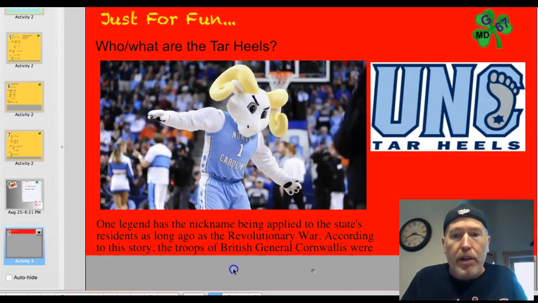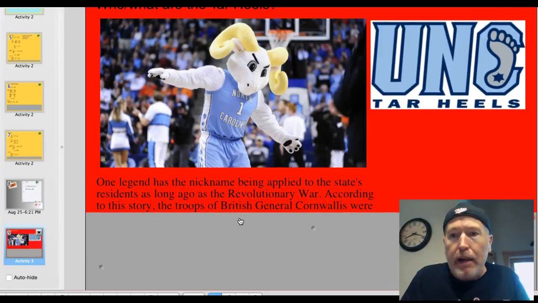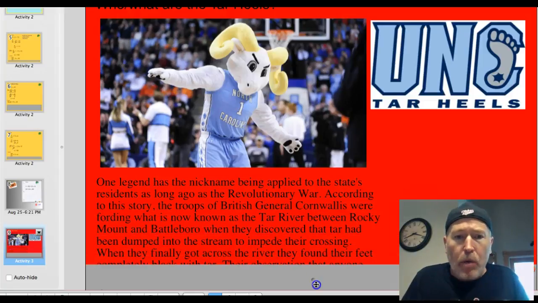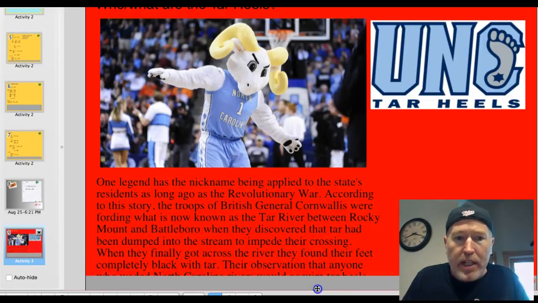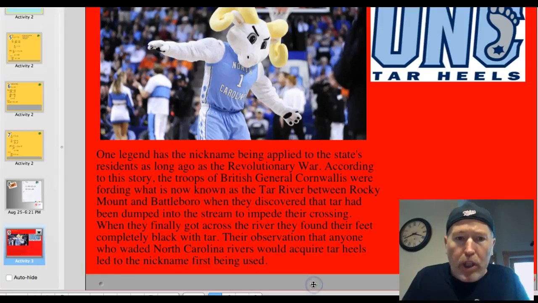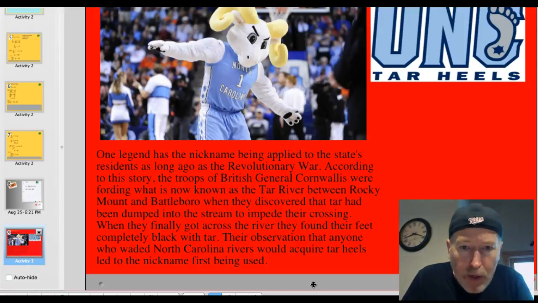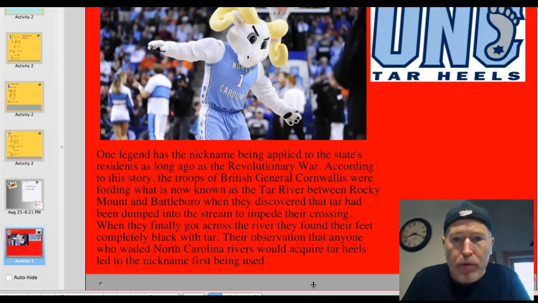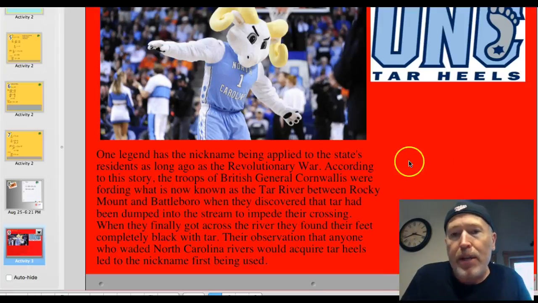Well, the Tar Heels from the University of North Carolina, and you can see a little bit of tar on the heel. That's really what they're talking about. It says that one legend has the nickname being applied to the state's residents as long ago as the Revolutionary War. According to the story, the troops of British General Cornwallis were fording what is now known as the Tar River between the Rocky Mount and Brattleboro when they discovered that tar had been dumped into the stream to impede their crossing. When the soldiers finally got across the river, they found their feet were completely black with tar. Their observation was then that anyone who waded through North Carolina rivers would acquire tar heels, and that led to that name being used.